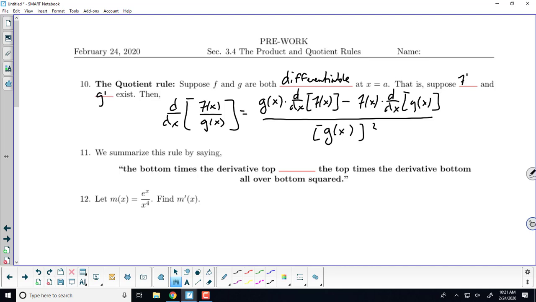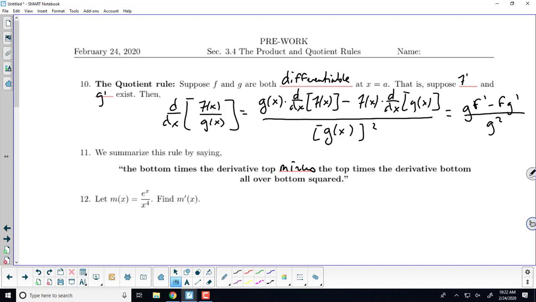For right now, we've got a large, complicated formula. Oftentimes what we'll do is we'll abbreviate this just using the prime notation. We'll write g f prime minus f g prime all over g squared. That just makes it a little bit easier on the eyes. So here's a little ditty to remember this by. The bottom times the derivative of the top minus the top times the derivative of the bottom all over the bottom squared.